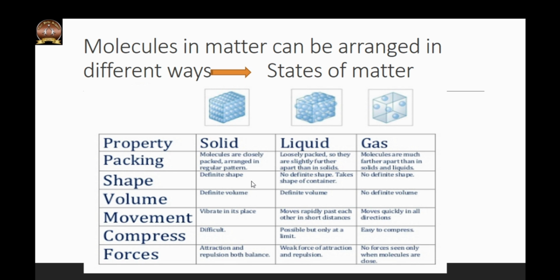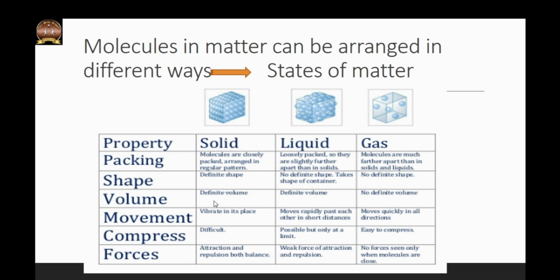Because of their packing, solids have a definite shape which does not change easily. Liquids, on the other hand, take the shape of the container into which they are poured. As for gas, a gas can occupy any space into which it is released. Therefore, gases do not have any definite shape.